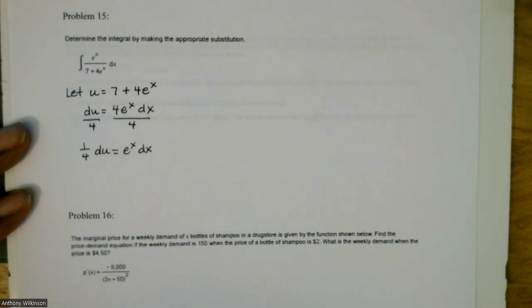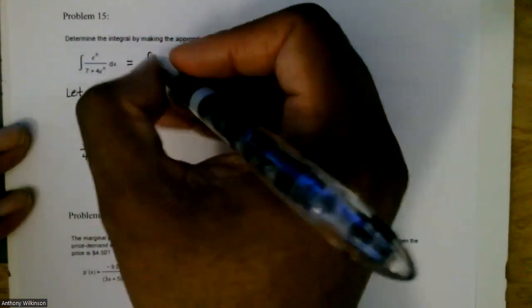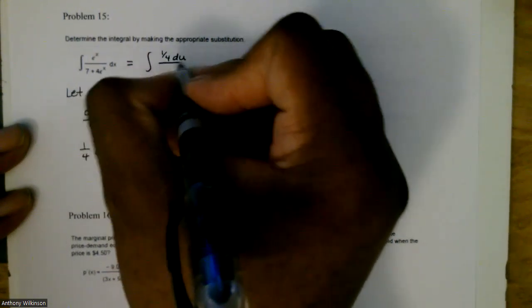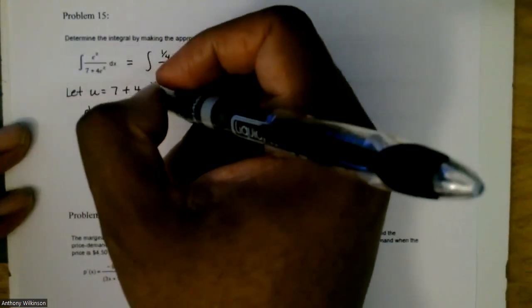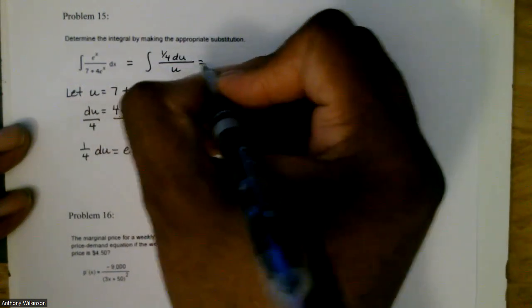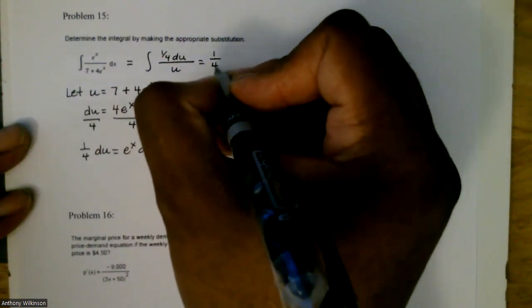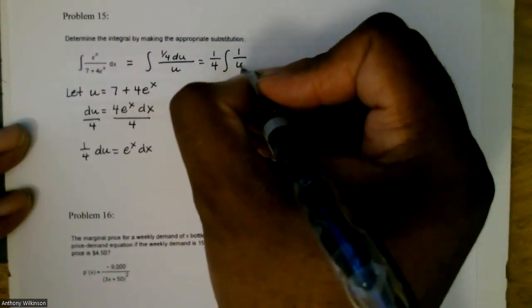Now we can make our appropriate u substitution here. e to the x dx, I'll bring the integral sign over. e to the x dx is 1/4 du divided by 7 plus 4e to the x, which would be that u. Now, the 1/4 is a constant. I can pull the 1/4 out. So it'll be 1/4 times the integral of 1 over u du.